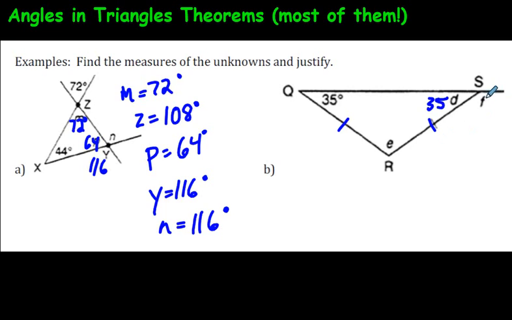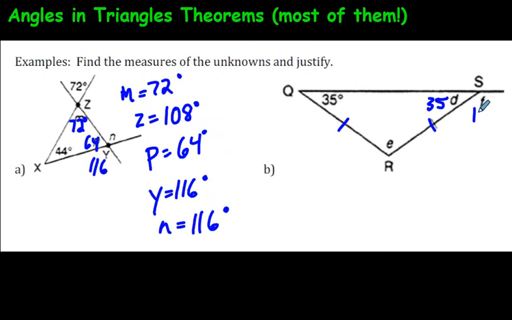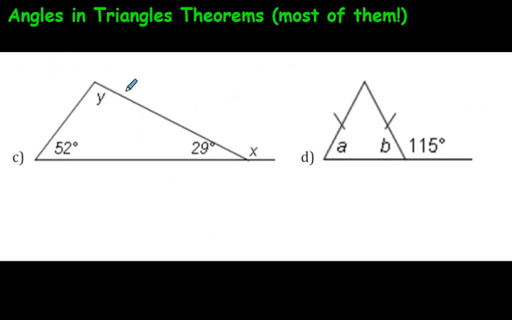If we wanted to find F, we would just say 180 minus 35. Okay, so 180 minus 35 is equal to 145 degrees. And lastly, well, 180 minus 70, because we have 35 and 35, should give us E. So 180 minus 70 is 110. This should be 110. Okay, let's go to the next page.